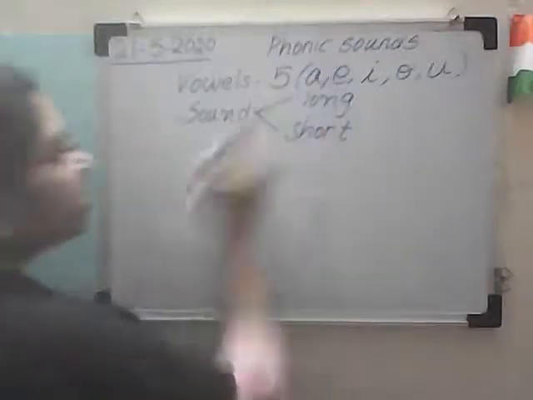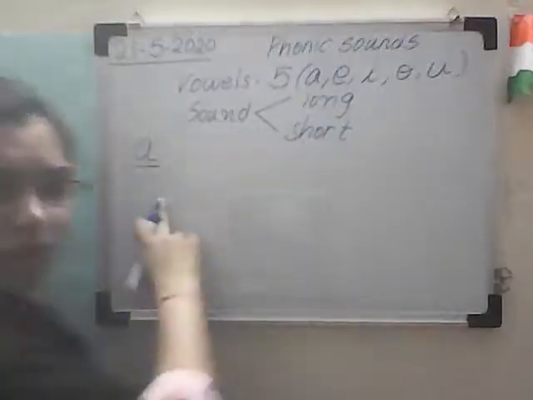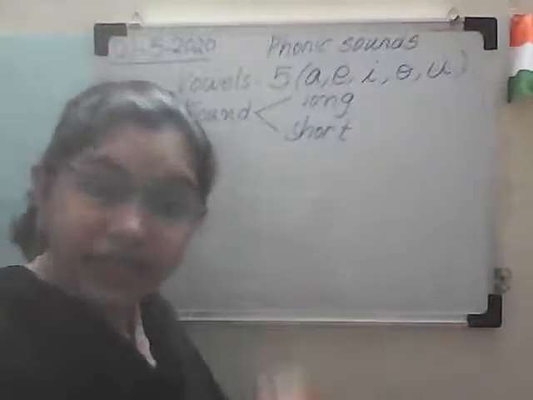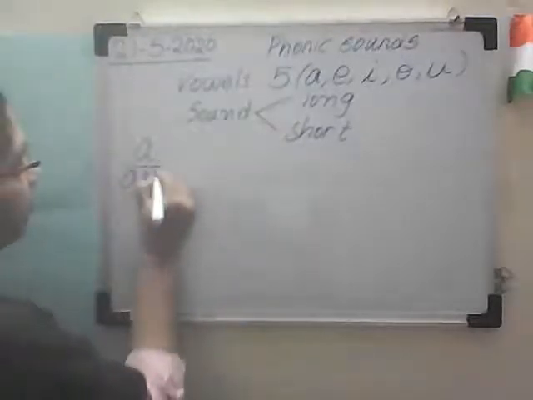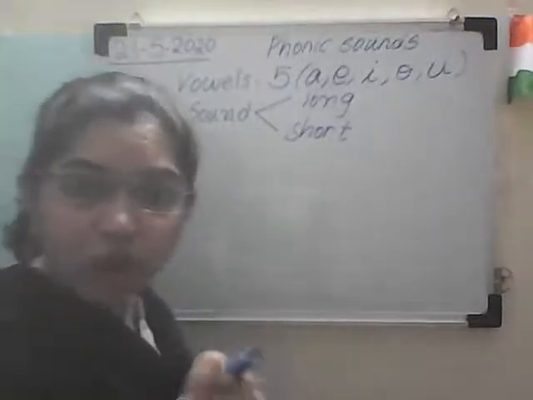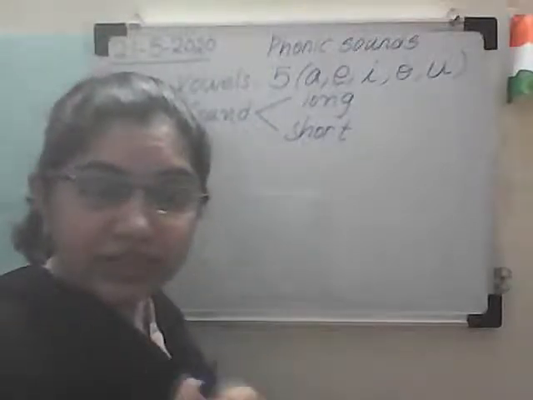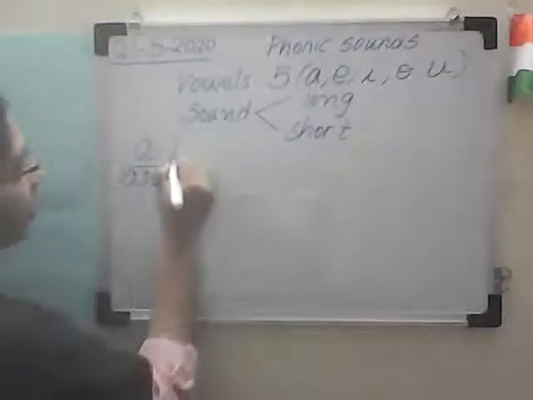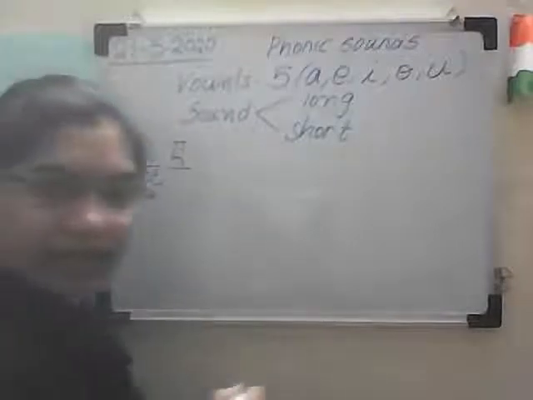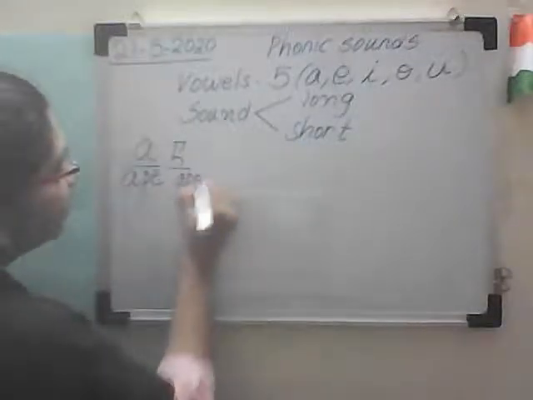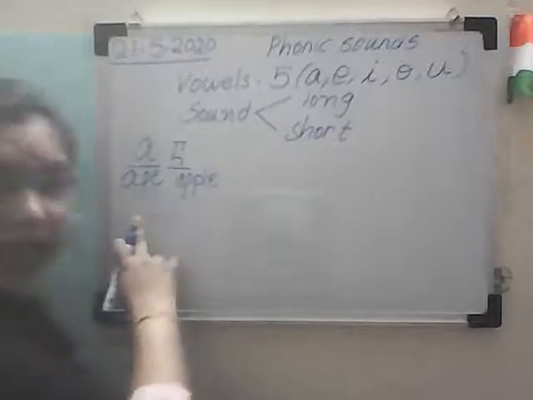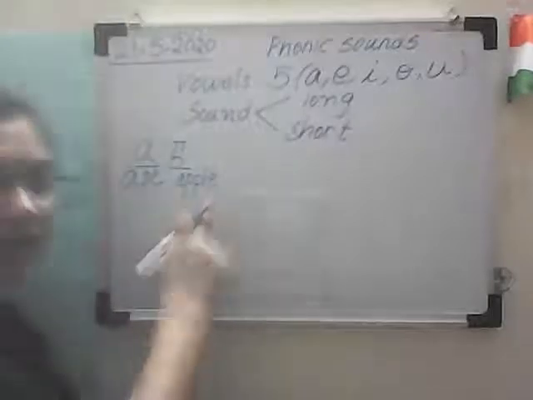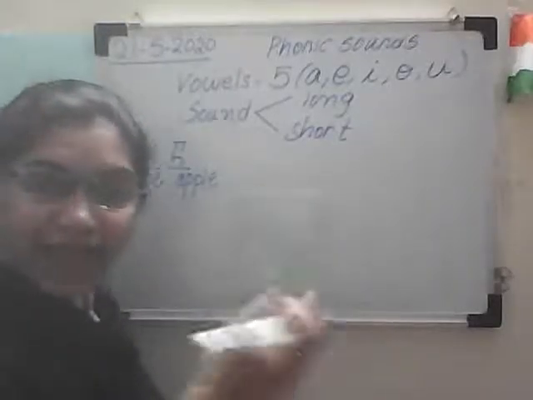So, what's the long vowel sound for A? Long vowel sound for A is A only. What is the short vowel sound for A? Short vowel sound for A is A, like in apple. So A can be ape, and A can also be apple.